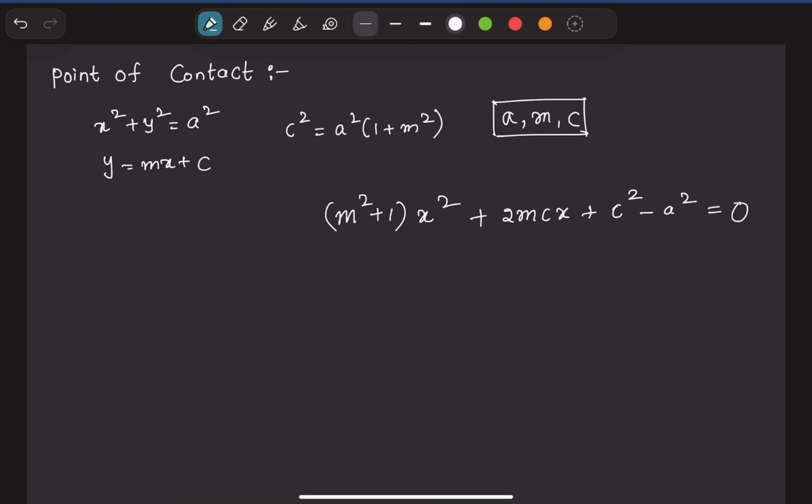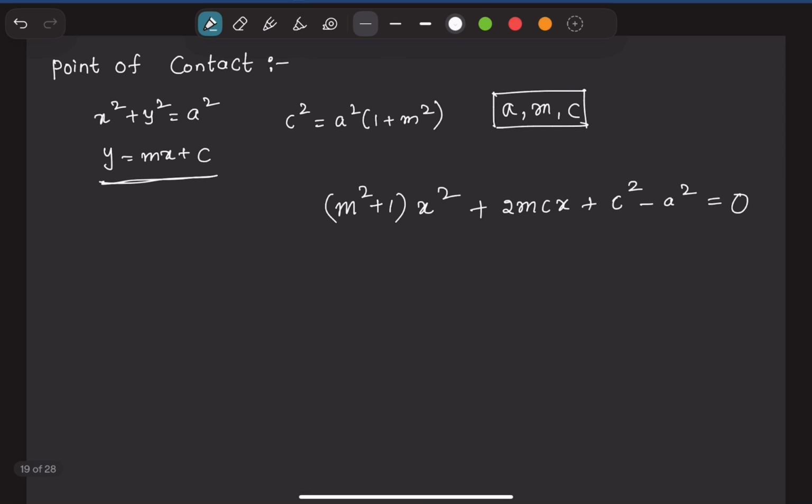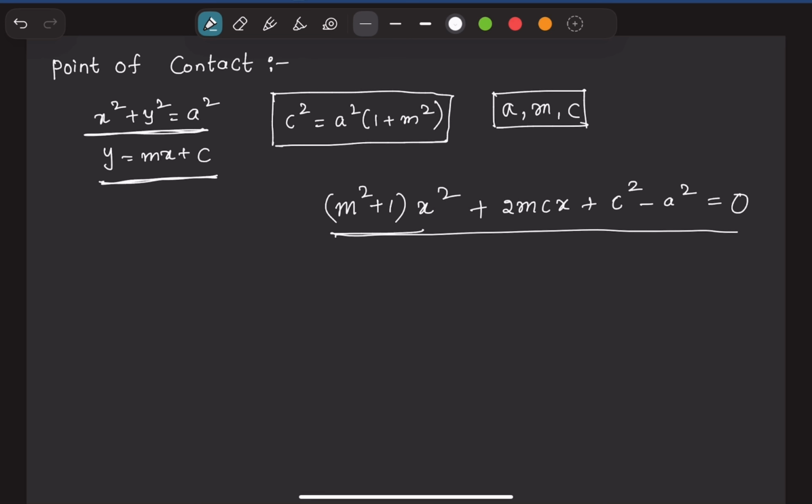In the last video, we discussed that if y is equal to mx plus c is a tangent to the circle x square plus y square is equal to a square, then this should be the condition that a, m and c should satisfy. If you don't know how to derive this, go back to the first episode and check it out. While deriving this condition, we ended up with this particular quadratic equation. Alright. So now let us take it a bit further.